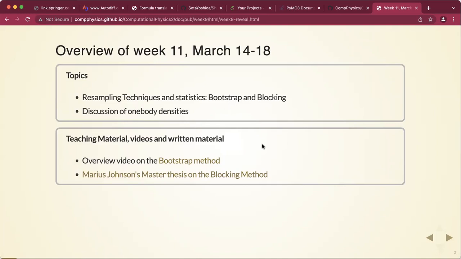So there are some links here, which we also discussed last time. And if we get time, we are going to discuss one of the final topics, which we will have in project number 1, and that is to define and calculate what's called the one-body densities. So one-body densities are also things which we can evaluate after we have run the large-scale calculations. Bootstrap and blocking, these resampling techniques, are also typical techniques which you would use in a post-analysis of your data.